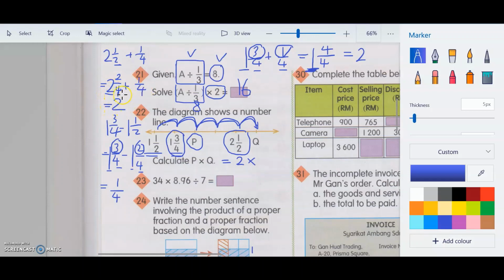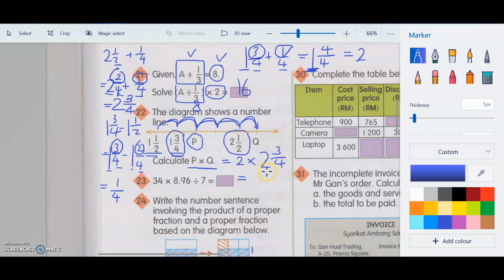Round number is 2, bottom number remains 4. 2 plus 1 is 3. So Q is 2, 3 over 4. Now we need to find P times Q. So can we take 2 times 2 equals 4? No, we can't. Alright, this is a fraction.